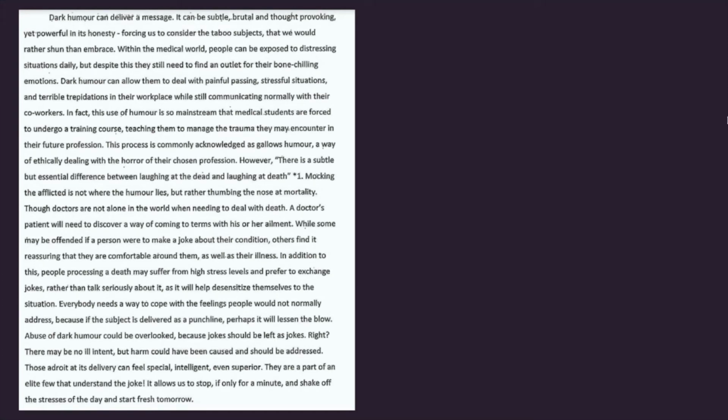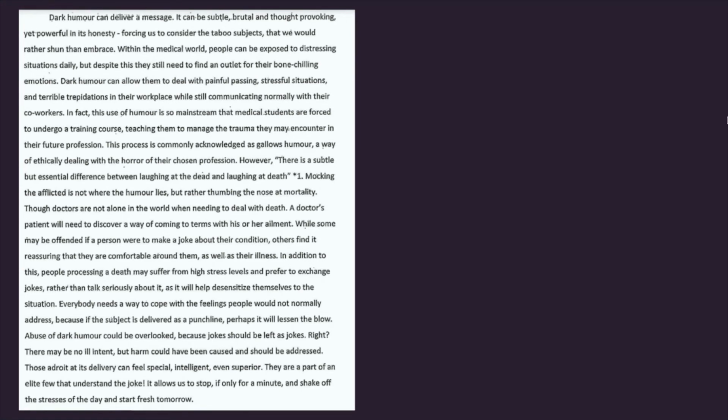Within the medical world, people can be exposed to distressing situations daily, but despite this, they still need to find an outlet for their bone-chilling emotions. Dark humour can allow them to deal with painful passing, stressful situations, and terrible trepidations in their workplace, while still communicating normally with their co-workers.